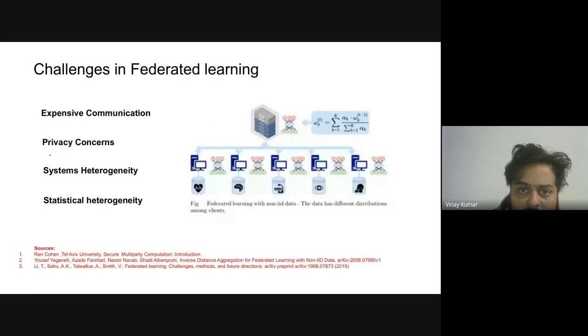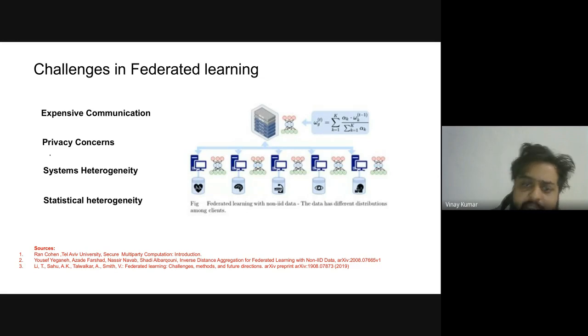These are the challenges that we can have. We can have expensive communications here. As we know, there are a lot of communications between the multiple parties. Privacy is a very big concern, as there are cross-silo or cross-device communications, and as no network is 100% secure, there will be a chance of a security breach.